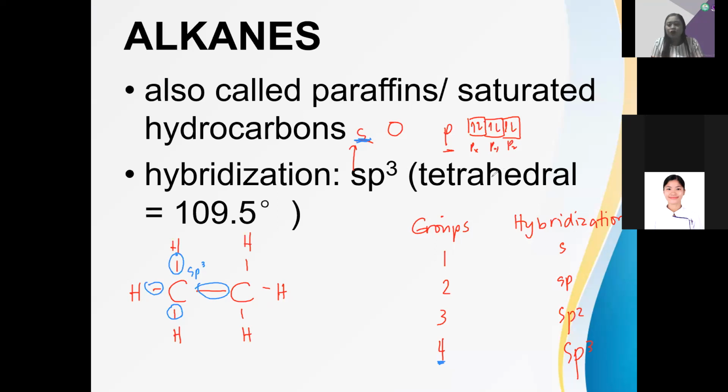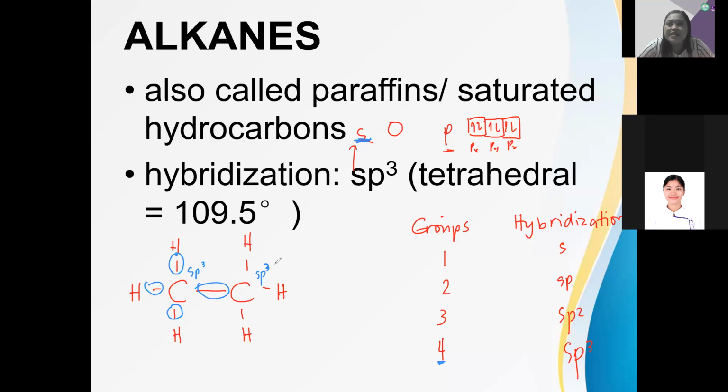So this is true for all alkanes. This carbon here, the second carbon here, still has sp3 hybridization of its orbitals. So this is what happens in organic chemistry bonding. The orbitals of their electrons merge. So do not forget, for alkanes, the hybridization is sp3.